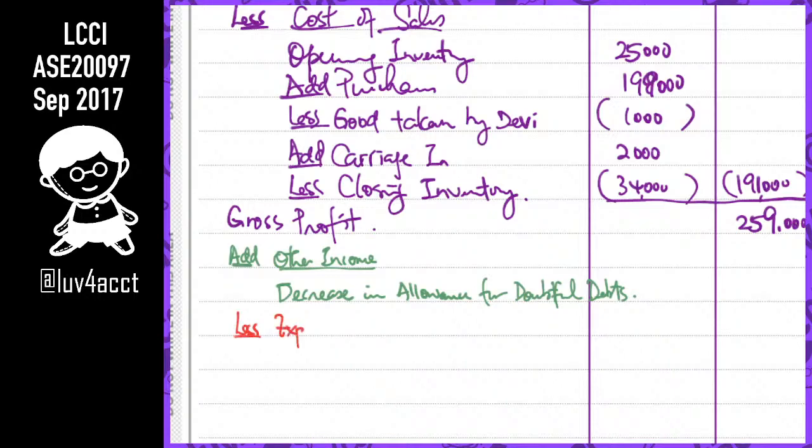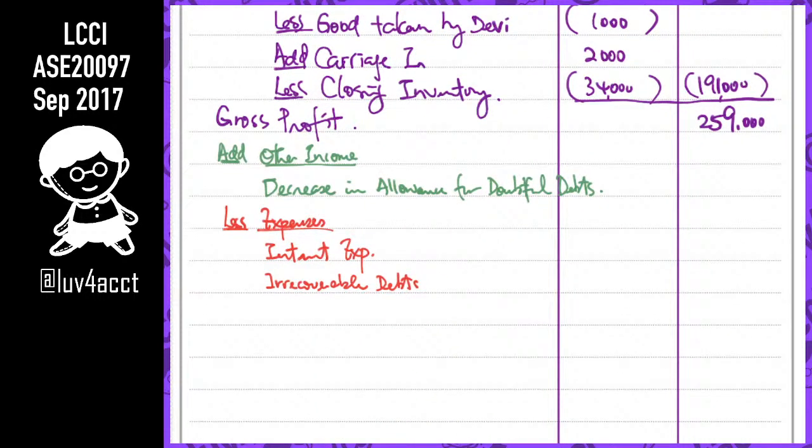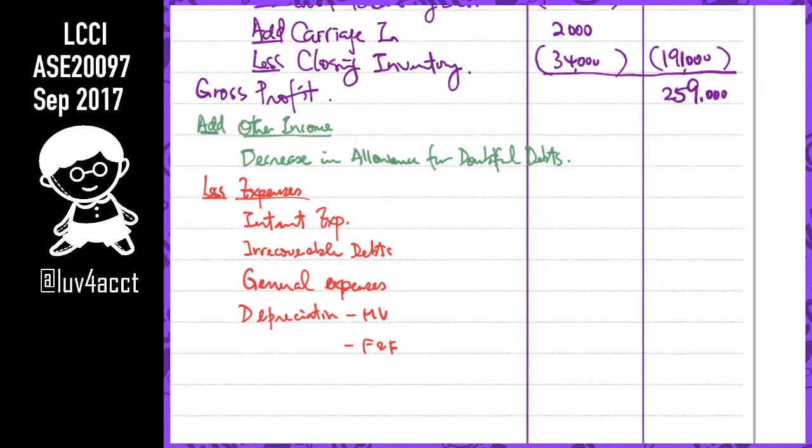Less expenses, we have interest expense, we have irrecoverable debt. We don't have any disposal gain or loss because it is 0. General expenses, I remember. Depreciation of motor vehicle or fixtures and fittings. If I remember anything else, I would put it there. So that's all for now.